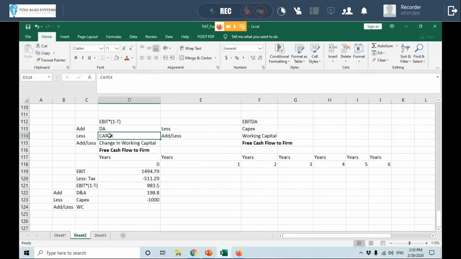But next year also I will need that much amount, maybe less, maybe more. But that much amount I will need in working capital. So even if there is no change, I will need to remove that from my free cash, no? So see here.